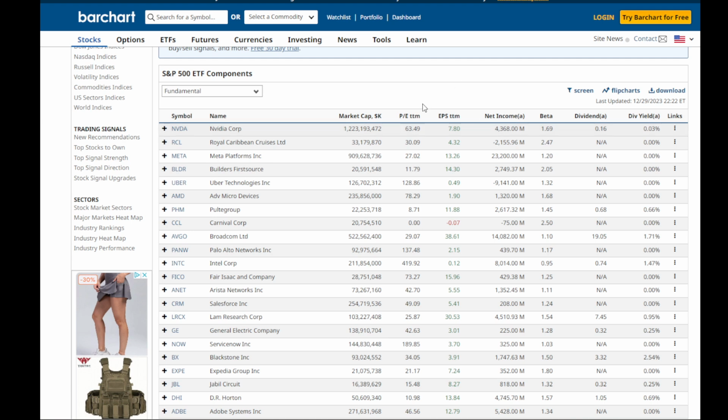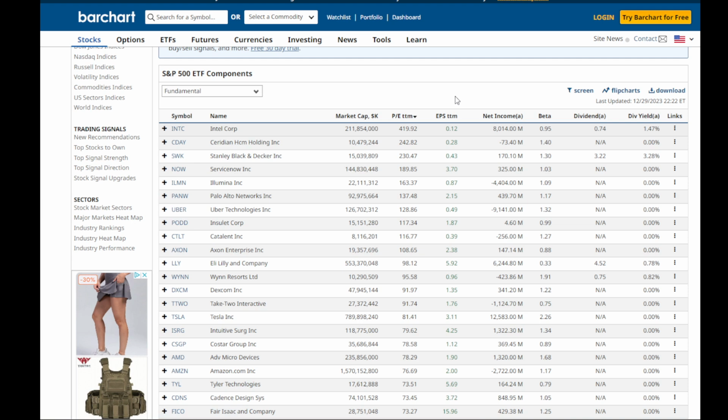So here you could grab stocks and sort them by the PE ratio, high to low. And Intel's pretty high, 419, so they expect a lot of growth there. Okay, and then you have the earnings per share.